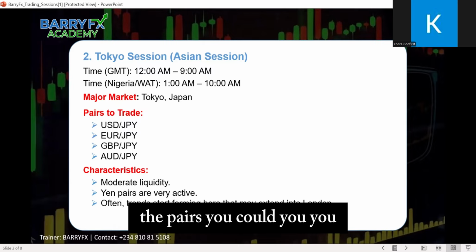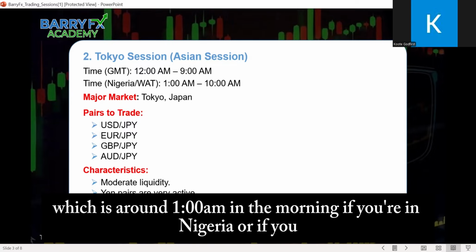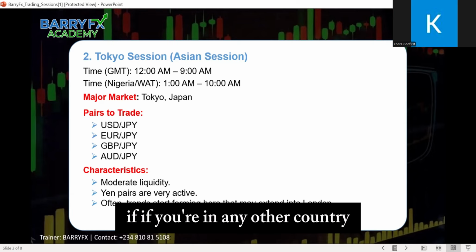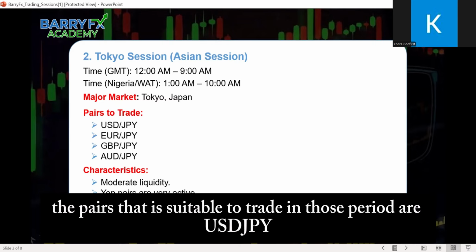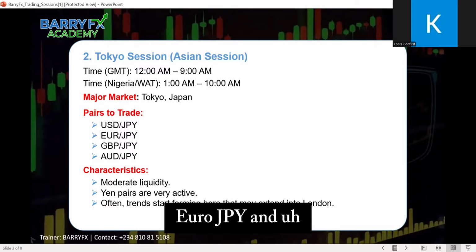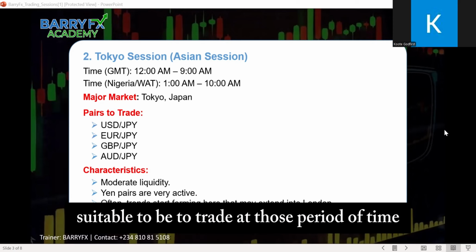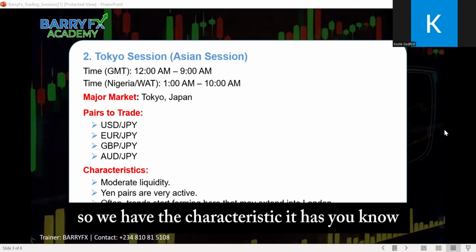The pairs you can trade during that period, which is around 1 a.m. in the morning if you're in Nigeria, or if you're in any other country, you can check it yourself. The pairs that are suitable to trade in that period are USD JPY, Euro JPY, and GBP JPY. So those are the pairs that are suitable to trade at that period of time. So we have the characteristics.